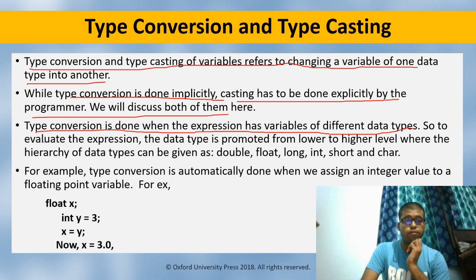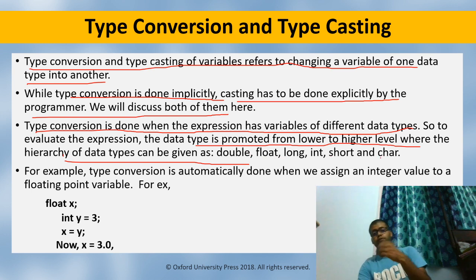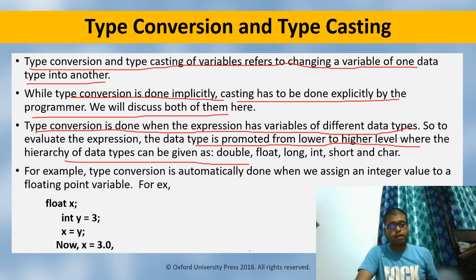When evaluating the expression, the data type is promoted from lower to higher level, where the hierarchy of data types can be given as double, float, long, int, short, character. So from character we can go to short, from short to int, from int to long, from long to float, and from float to double. If we define float x and int y equals 3, and x equals y, then x will become 3.0.